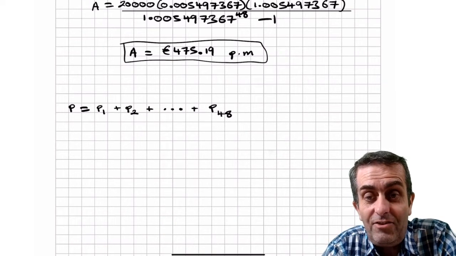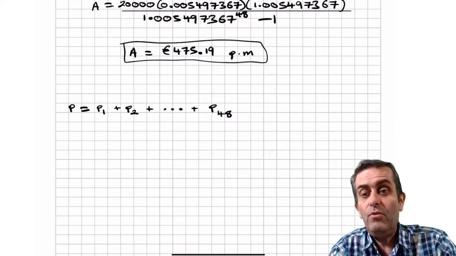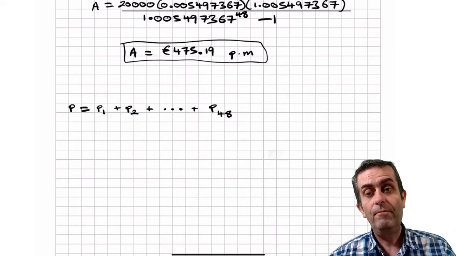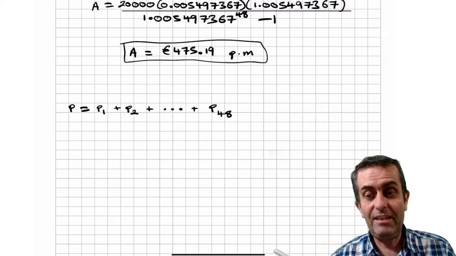You're less likely to make errors, as you'll see in the following two questions. So the initial value of the loan is equal to the sum of the present values of all of the future payments made against the loan. So P1, P2, P3 and P4, all the way up to P48, are the present values of each of the payments that are made against the loan.